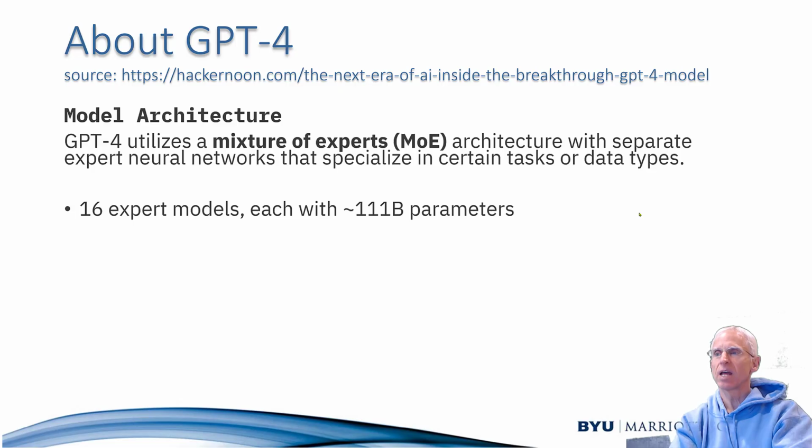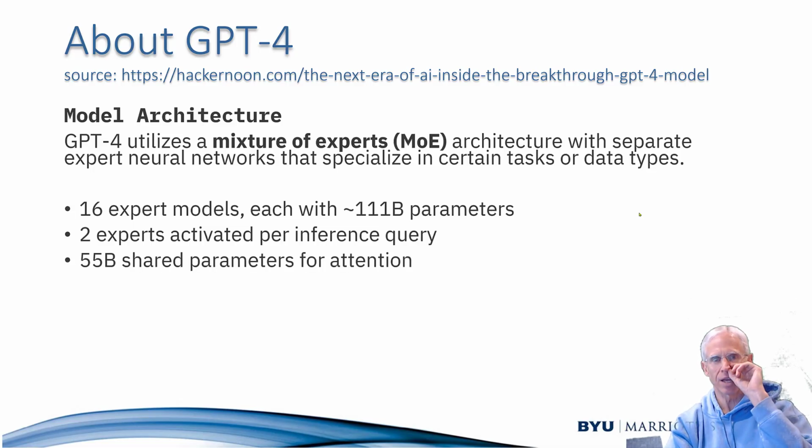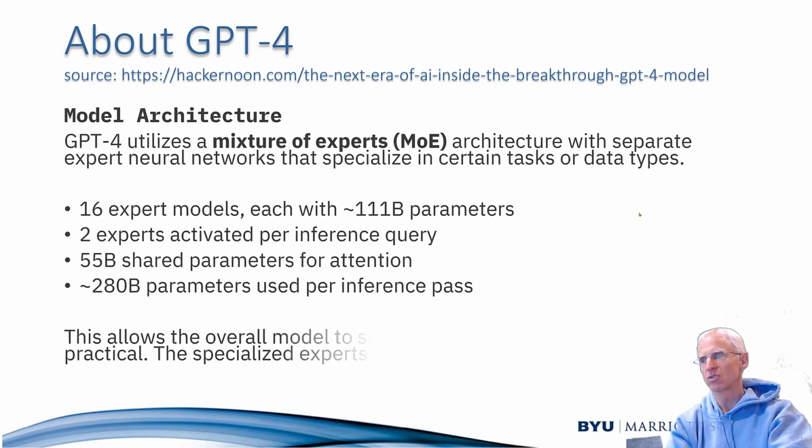Other things about it: mixture of experts has 16 experts, reportedly, each of them having 111 billion parameters. At any given time with mixture of experts models, you don't just pick one of the expert models. Often it would be a combination, maybe 2 or 3 of the models chosen, and then you do some weighted sum of the results coming out of the models. In this case 2 are activated per inference query, plus 55 billion shared parameters for attention, which are added to the 2 times 111 billion. That comes to about 280 billion parameters for each inference pass, which is a lot more economical than 1.76 trillion.